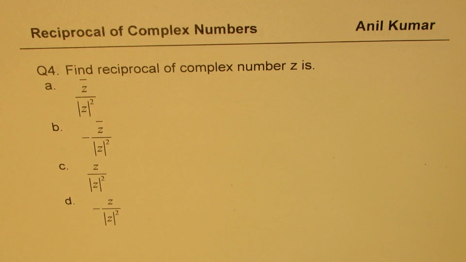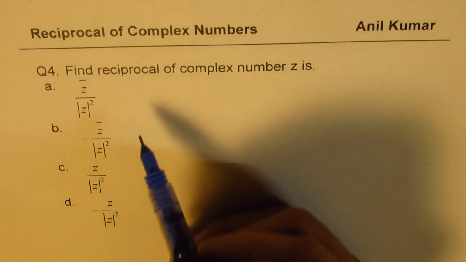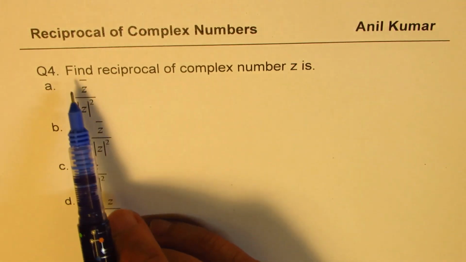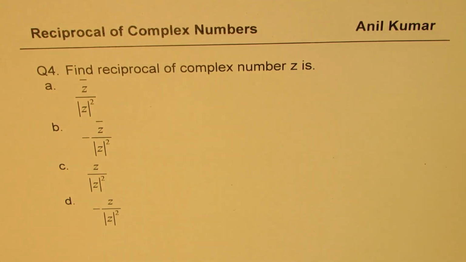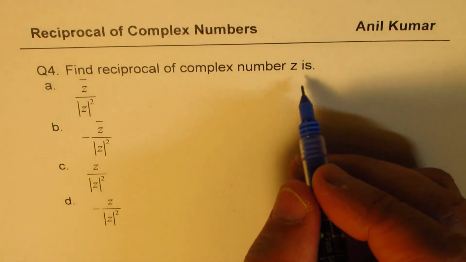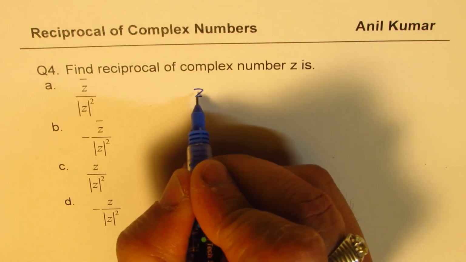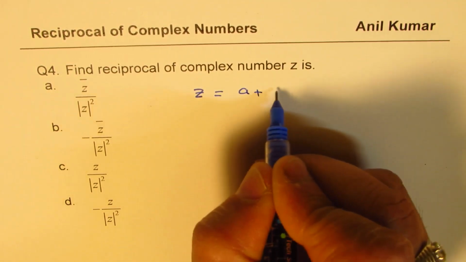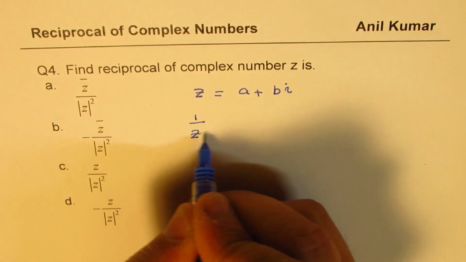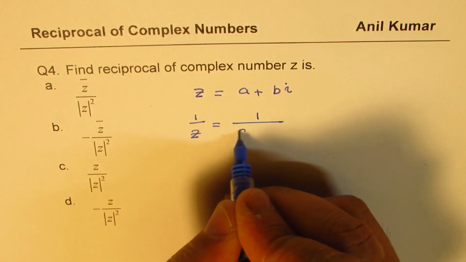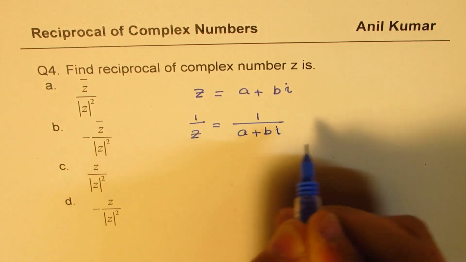Now here is the next example. Now this is the last example. I have one more. Okay. So here, find the reciprocal of a complex number z. So this is generalizing what we just learned, right? So basically, if you have a plus bi as a complex number, in that case, the reciprocal will be 1 over a plus bi, right?